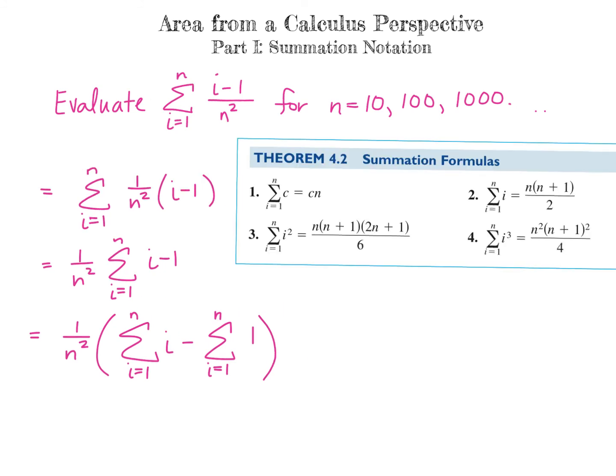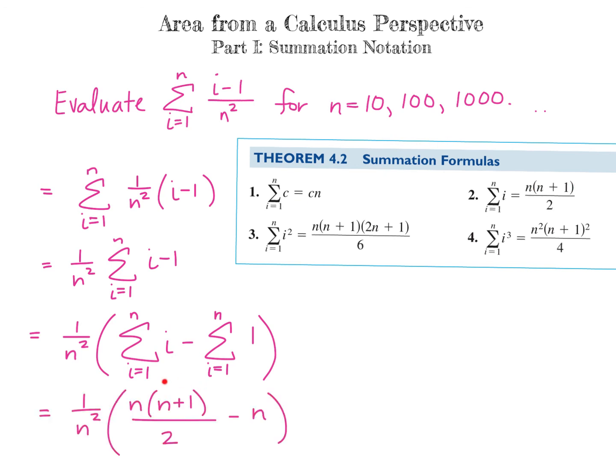I've added in here these common summation formulas because we see that we have actually 2 of them right here. We have one that we've utilized previously, the sum from 1 to n of I, and that is equal to n times n plus 1 all over 2. Then one that we haven't used yet, which is the sum of 1 to n of a constant c. In this case, our constant is 1, and so therefore it's equal to 1 times n, or just n. So let's replace both of these with what they are equal to according to their formulas.